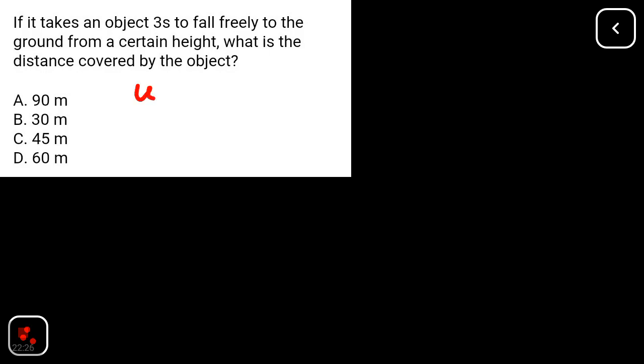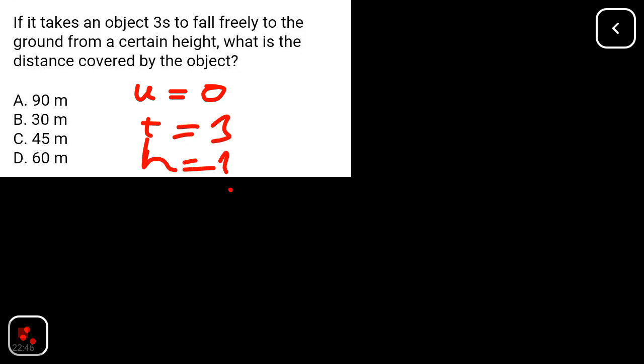So always remember how you're going to bring out this data. It's very important. So it falls, free fall, always starts from 0. And it takes a time of 3 seconds to fall to the ground, right? So what is the distance covered? What's the height they are asking you to find there, right?